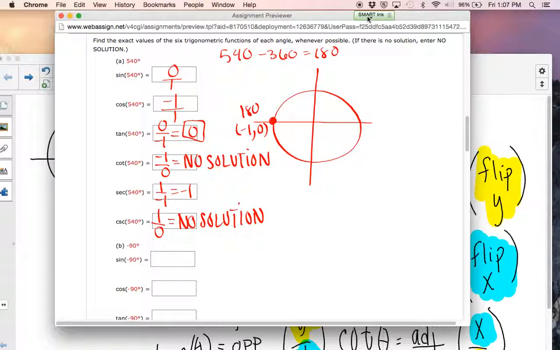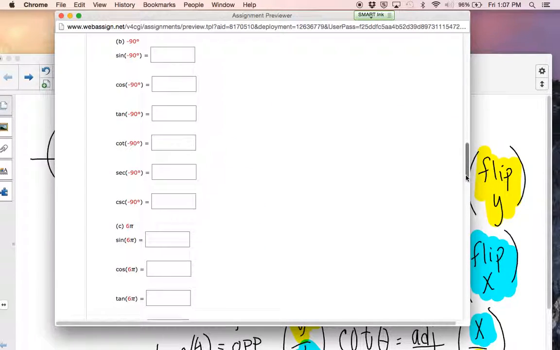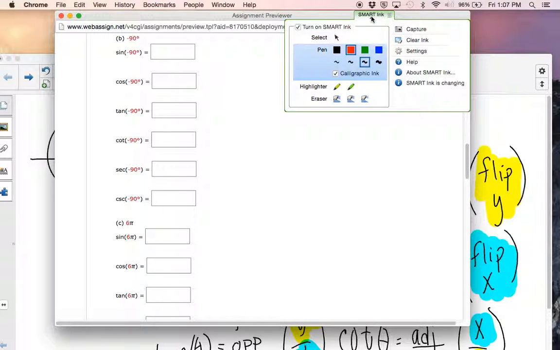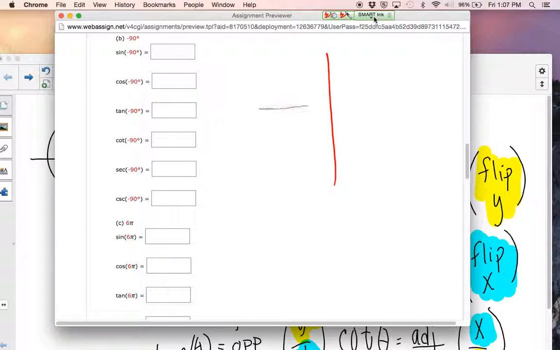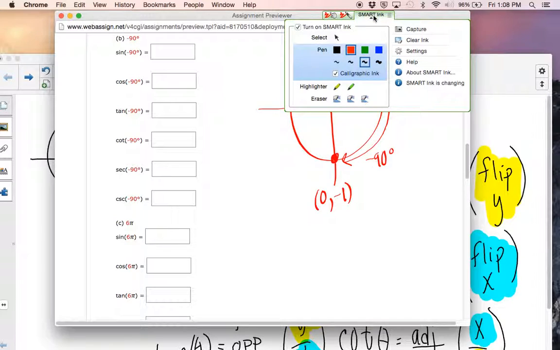On part B, negative 90, I have to think about where negative 90 is on the unit circle. So you can either find a coterminal angle, or I know that negative degrees go backwards, so negative 90 degrees would land me here. So here's my unit circle. This is the same thing as negative 90 degrees. The point there is 0, negative 1. And you fill all of your answers in using this coordinate, just like we did on part A.